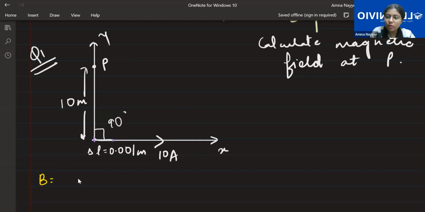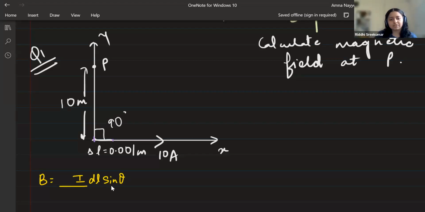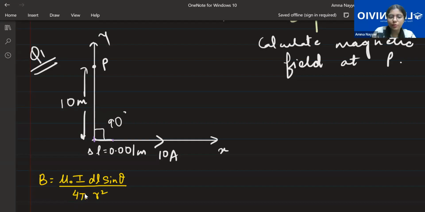So see, B is equal to, what's the formula, Riddhi? B is equal to I dL sine theta upon R square. Any constant? I is the current, and mu naught by 4 pi. All right, this is the complete formula, mu naught by 4 pi.